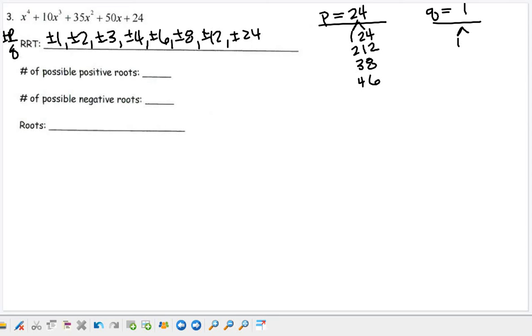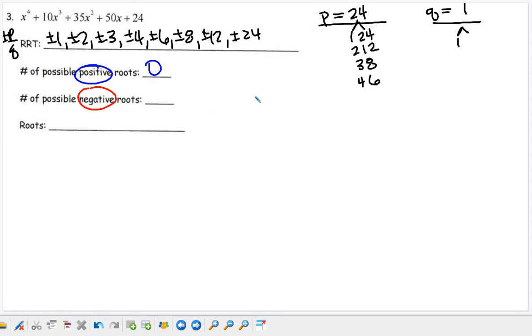All right, so let's do Descartes. So Descartes says that we count the number of sign changes in the polynomial as it sits to know how many possible positives. So a positive to a positive, not a sign change. Positive to positive, not a sign change. Positive, positive, positive, positive. Okay, so 0 because there's no sign changes.